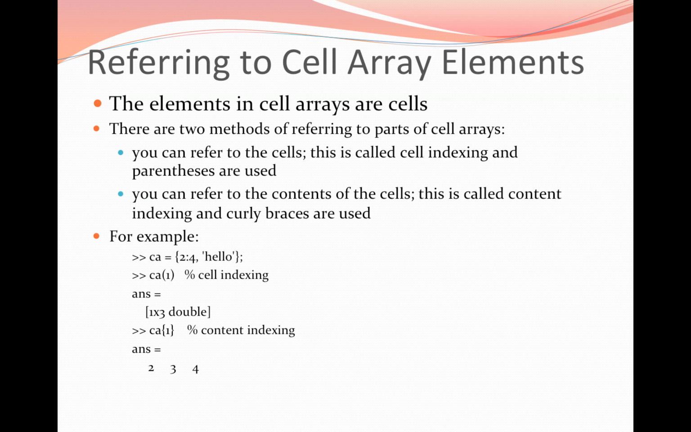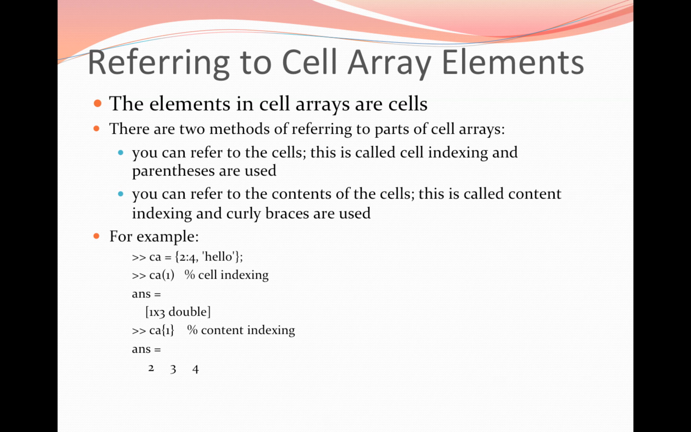You need to be able to refer to the different elements in a cell array. So first of all, the elements in a cell array are called cells. There are two different methods of referring to the parts of cell arrays. You can refer to the cells, that's called cell indexing, and you use parentheses to do that. Or you can refer to the contents of the cells. This is called content indexing, and we use curly braces for that.